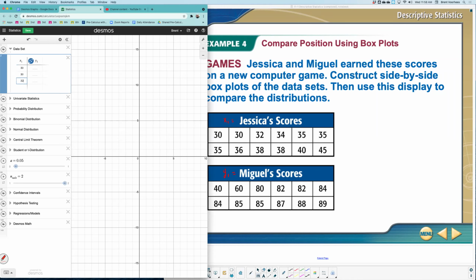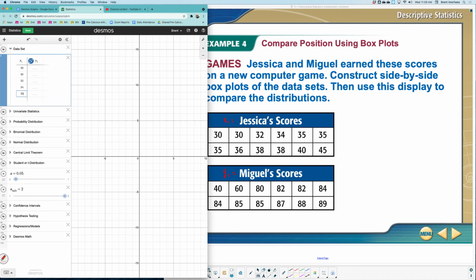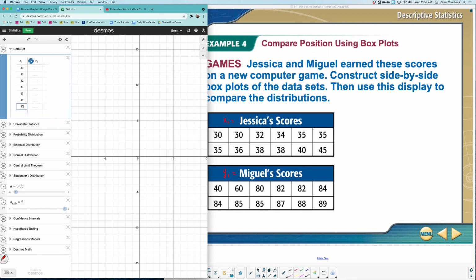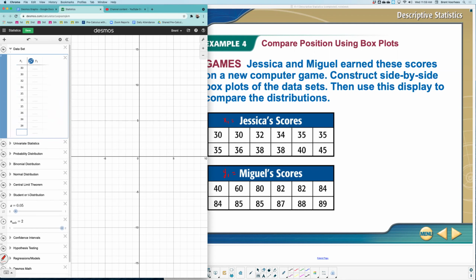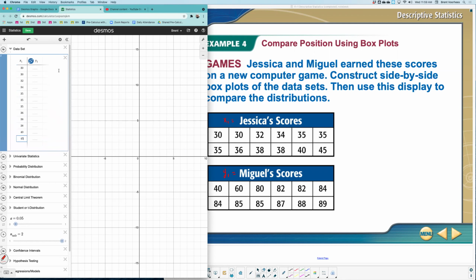So I have 30, 30, 2 30s, 32, 34, 35, 35, 35, 36, 38, 38, 40, and 45. Now on the y1, I'll have 40, 60, 80, 82, 82, 84, 84, 85, 85, 87, 88, and 89.